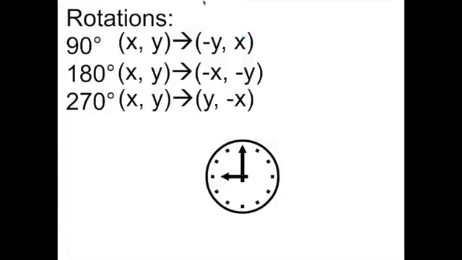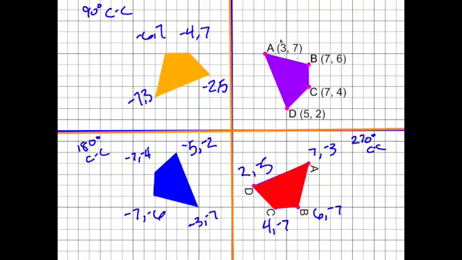If you remember, for our 90-degree rotation, we had our X and our Y. We brought the Y to the front, changed the sign, and put the X as our second coordinate. Let's go ahead and see if that's what we did here. So we started at A at 3, 7. Our A now was over here at -7, 3. Our B is -6, 7. Our C is going to be -4, 7. And our D is -2, 5. So we did actually follow that rule.